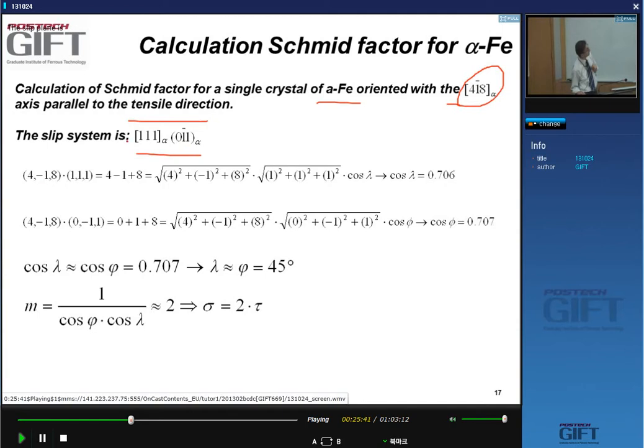And so we can directly calculate lambda by taking the dot product between the tensile axis and the Burgers vector. And we can also calculate cosine phi by taking the dot product between the direction of the externally applied force and the normal to the slip plane. So we find here 0.7 for cosine lambda and cosine phi. And of course, that means that lambda and phi are 45 degrees. In other words, the Schmid factor is 1 over cosine lambda times cosine phi, that's 2, and sigma is 2 times the shear stress. Okay?